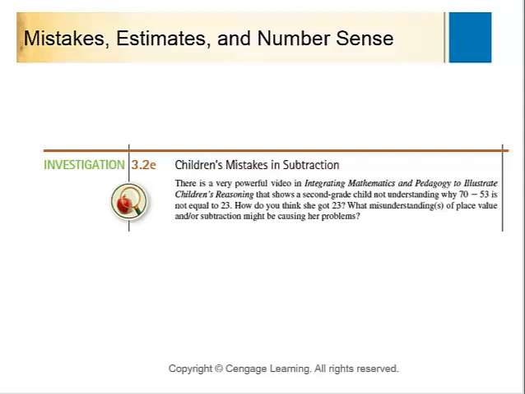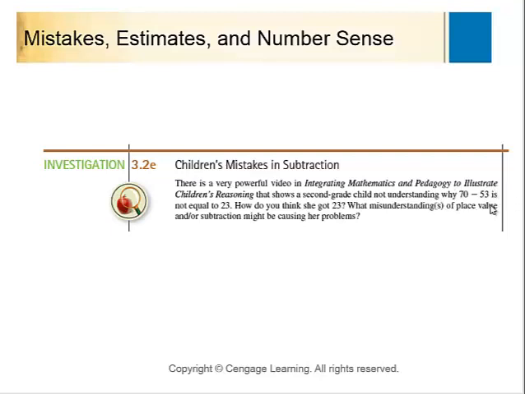Here is a very common type of problem. We have a child who is subtracting 70 minus 53, and she believes that it is 23. And what you've got to learn how to do is not just explain to them how to do it right, but you have to explain why what they did was wrong.